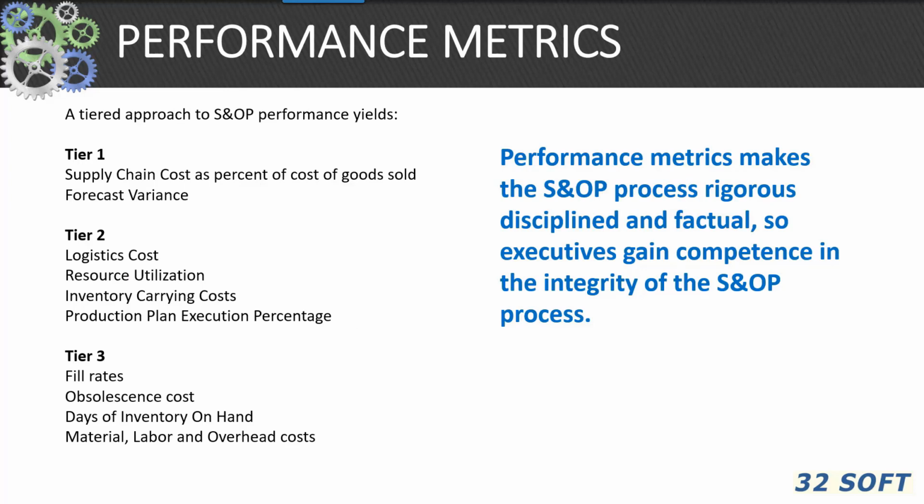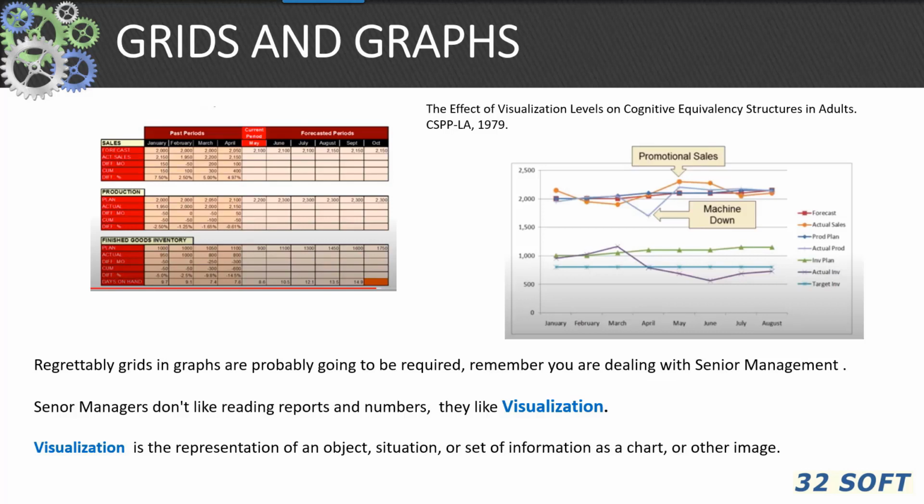Performance measurement, a tiered approach to sales and operations performance, makes the S&OP process rigorous, disciplined, and factual. So executives gain competence and confidence in the integrity of that S&OP process. From this forecast variance to inventory carrying costs down to fill rates and material, labor, and overhead costs, this helps the organization use the S&OP process.